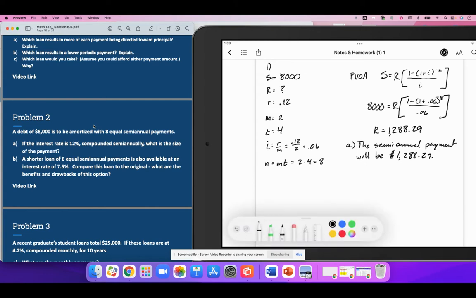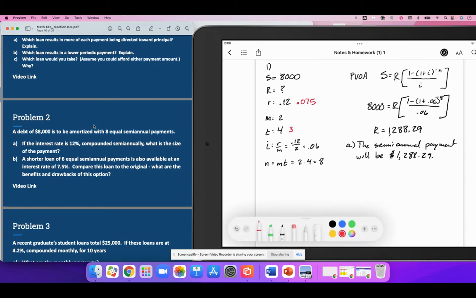We're asked to compare that to the original. So what I'm going to do is I'm just going to put my new rate over here. I'm going to mark it in red, so it would be 0.075, so I don't have to redo everything. And then it's going to be 6 semi-annual payments, so that's going to change our T to be 3, so a year shorter and a lower interest rate.